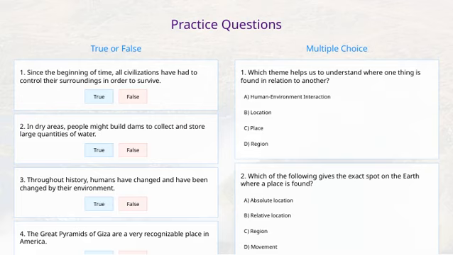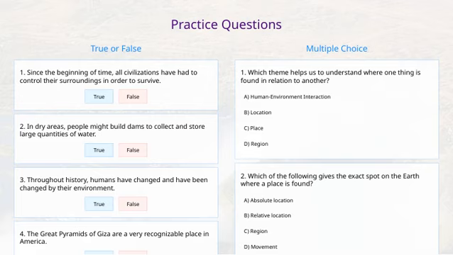The third statement, "Throughout history, humans have changed and have been changed by their environment." This highlights the dynamic relationship between people and their surroundings. Humans modify environments, and environments influence human life. This is definitely true. Finally, it says, "The Great Pyramids of Giza are a very recognizable place in America." Now, that's false because the pyramids are in Egypt, not America, so keep that in mind.